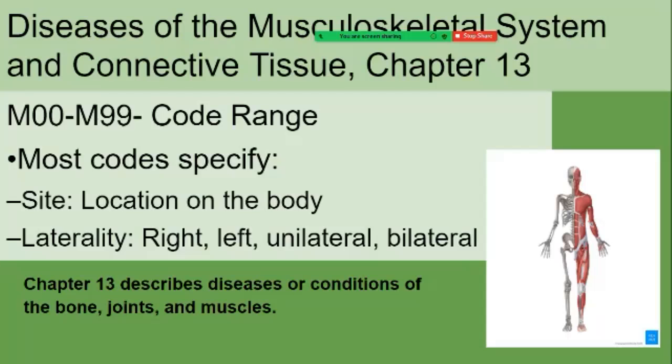So next, we're going to move on to the diseases of the musculoskeletal system and connective tissue. And that's chapter 13 of the ICD-10. Your code range is M00 through M99. Most codes are going to specify the site, which is the location on the body, and the laterality, which is right, left, unilateral, or bilateral. Remember our modifiers for unilateral and bilateral? Chapter 13 describes diseases or conditions of the bone, joints, and muscles.